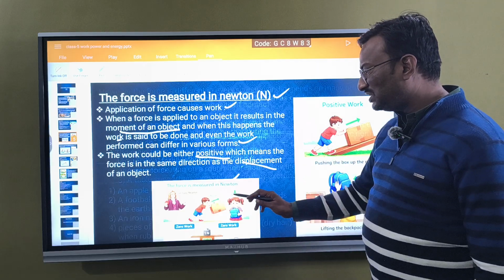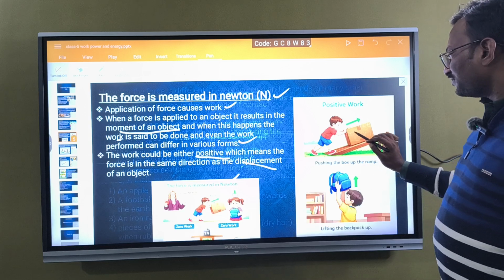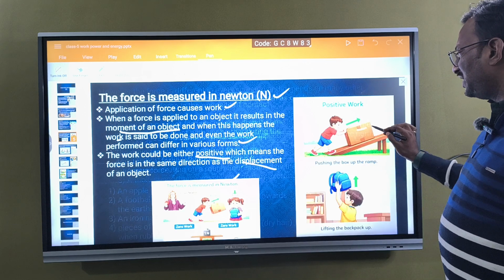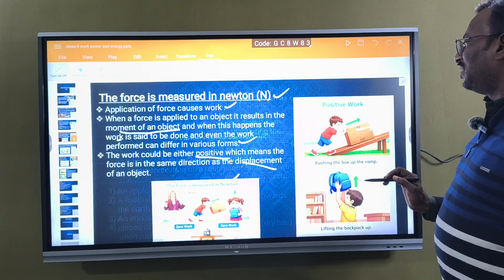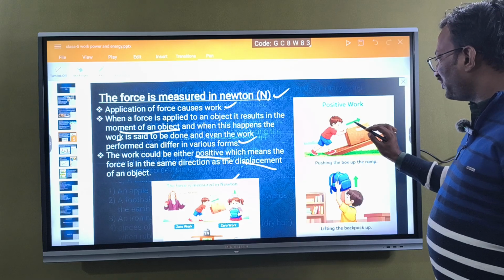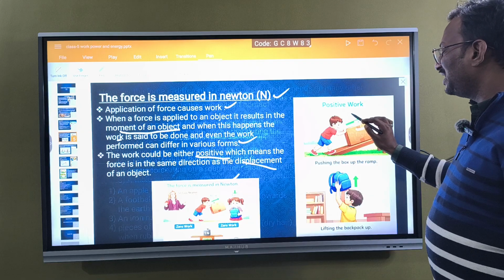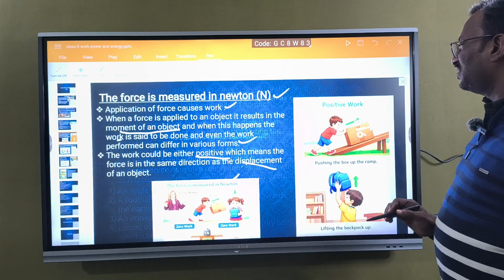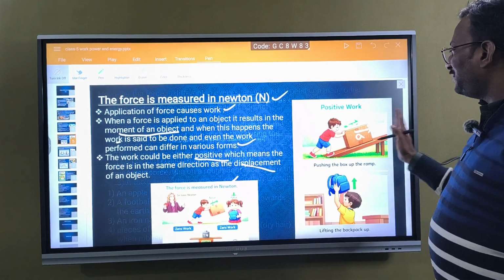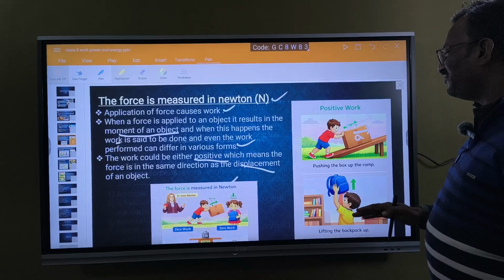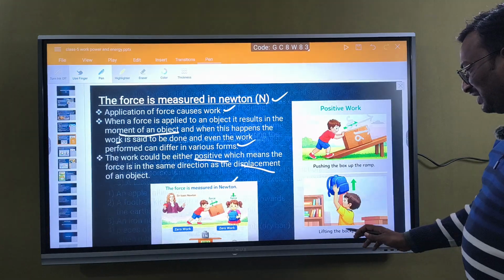Okay, see here, the positive work in the sense a boy is pushing the box in this particular direction. He is applying the force in this particular direction, and the box is also moving in the same direction. This is the applied force and the displacement of the box. They both are in the same direction. So such type of thing we call it as positive work.